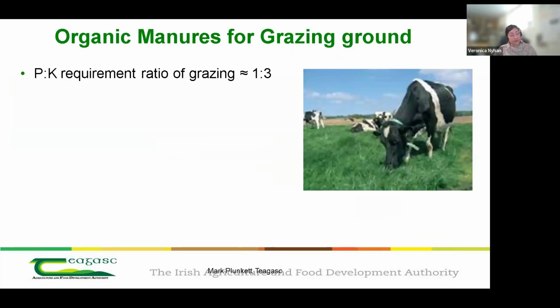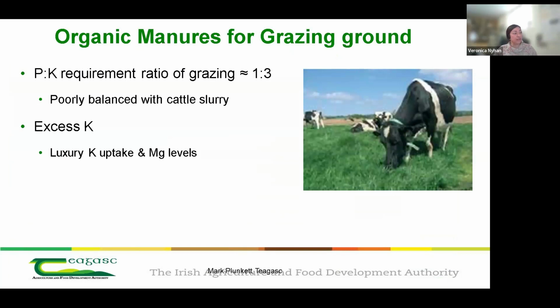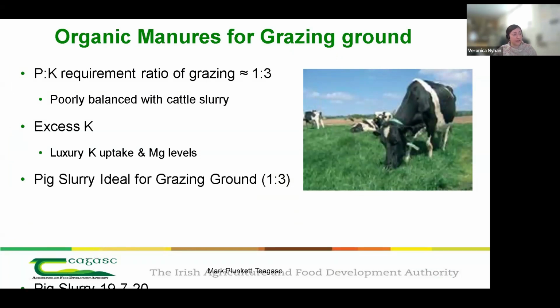For grazing ground, it's not as ideal because the ratio is more 1:3. So the cattle slurry is poorly balanced for that system, and we do tend to get the excess K, luxury K uptake, and the whole issue with the grass tetany that Thomas referred to a moment ago. So really, in this scenario, pig slurry becomes ideal as it's a more suitable balance to the system.